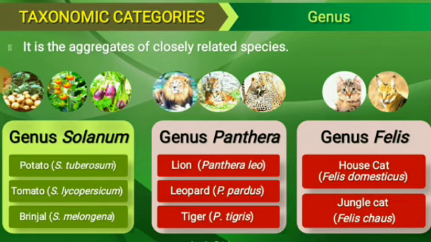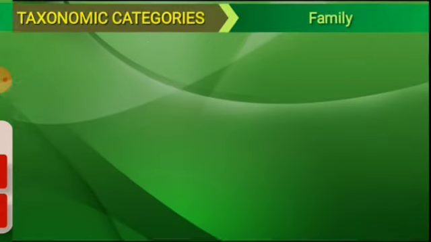Similarly, in case of animals, we can take the case of lion, leopard, and tiger. All of them belong to different species, that is Panthera leo, Panthera pardus, and Panthera tigris. Because of the presence of common characters among them, they are placed in the same genus, that is Panthera. Hence, they belong to the same genus.